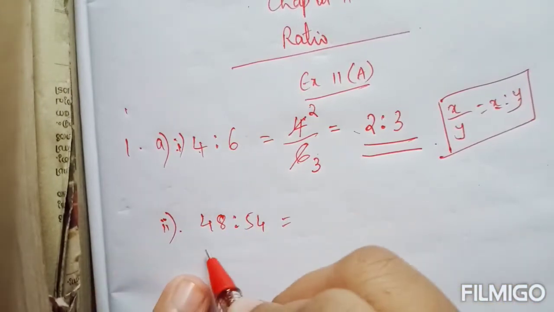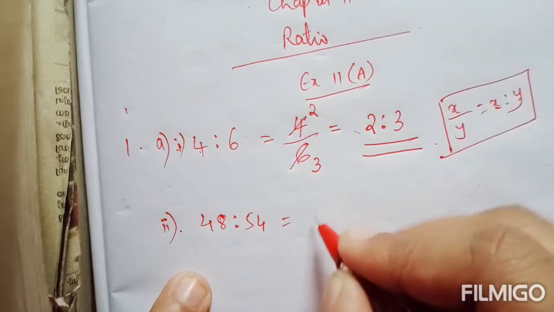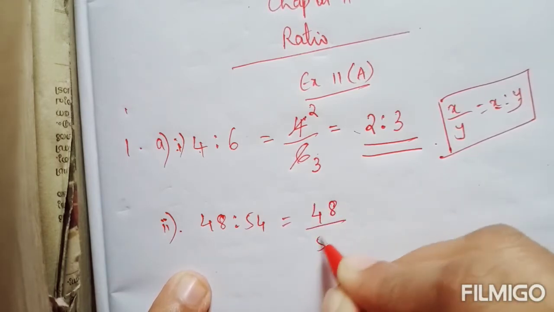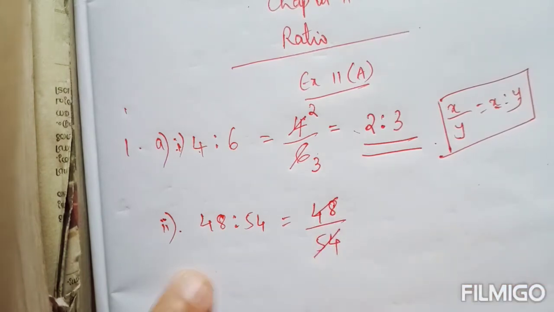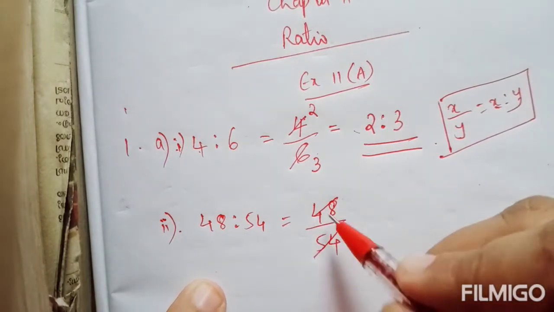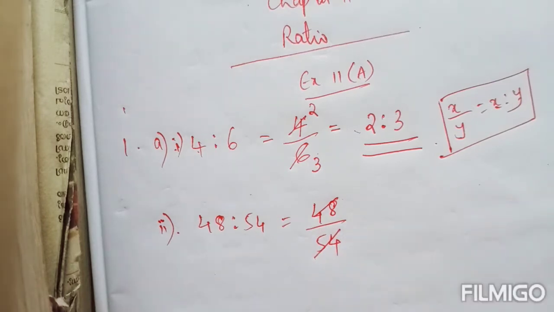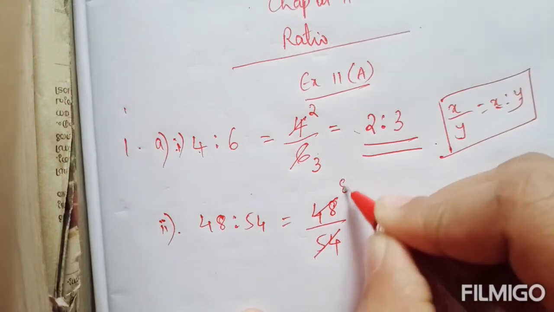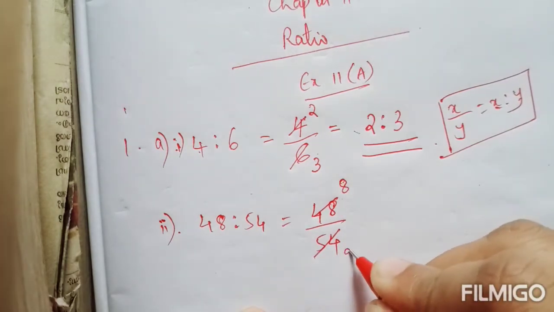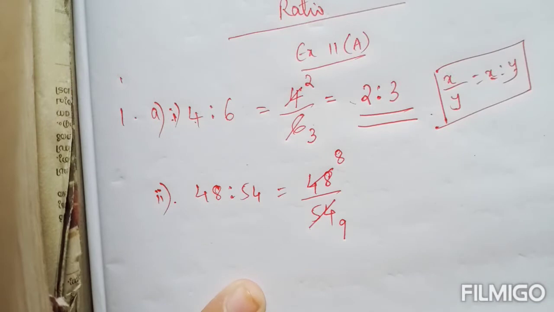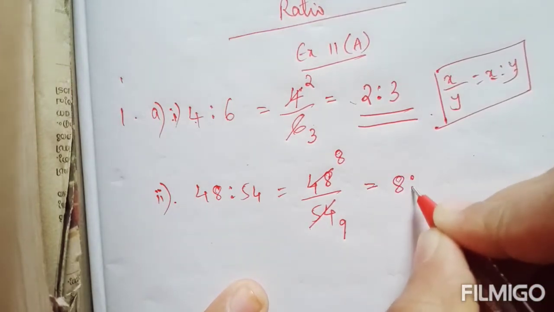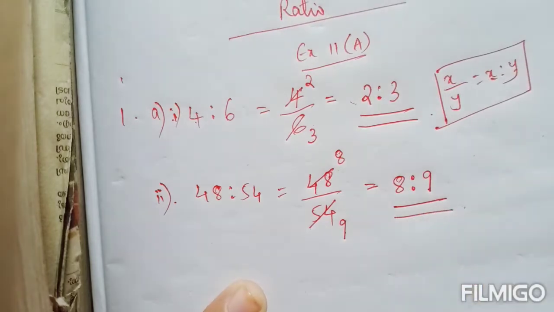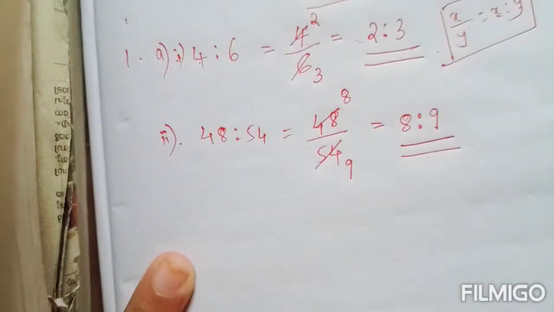Now in that second one, 48:54. So 48:54, we can write it as 48 by 54. Okay, now on reducing this or writing this in lowest form, what you will get? 48 and 54 both are divisible by 6. Okay, 6 into 8 it is 48, 6 into 9 it is 54. So 8 by 9, how we can write 8 by 9? 8:9.